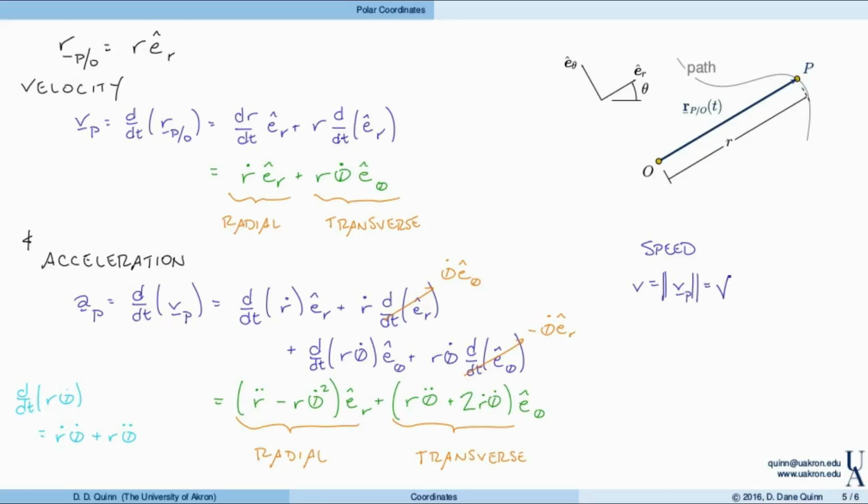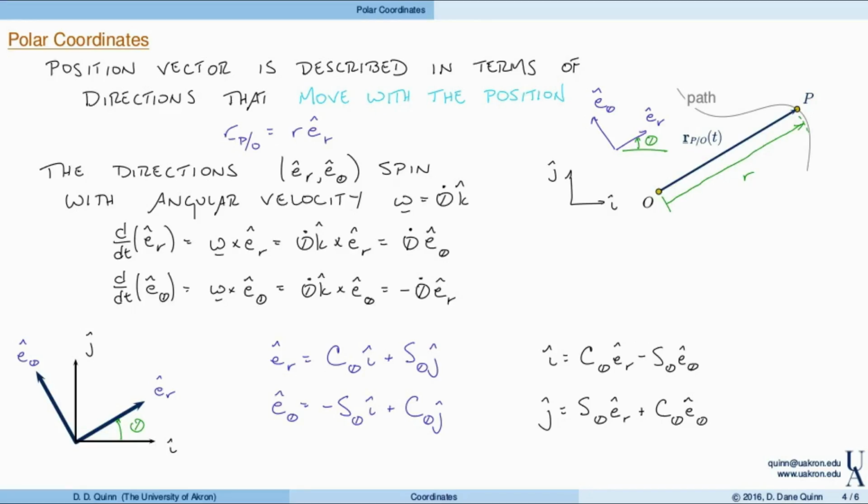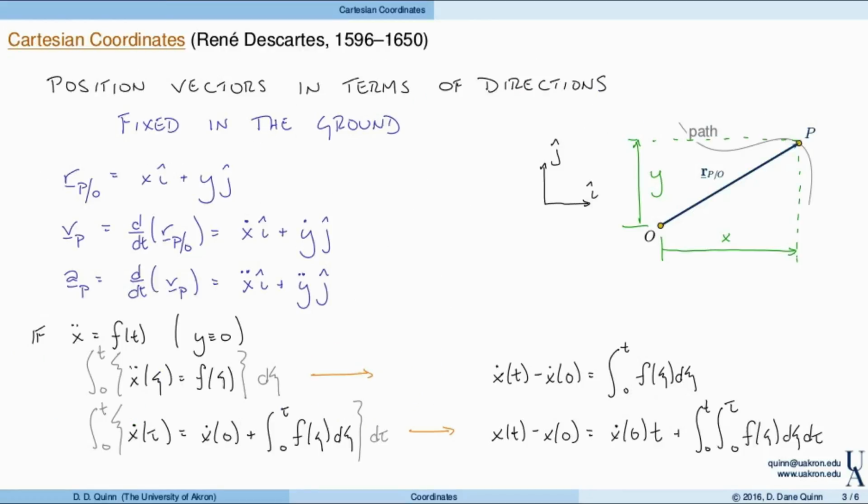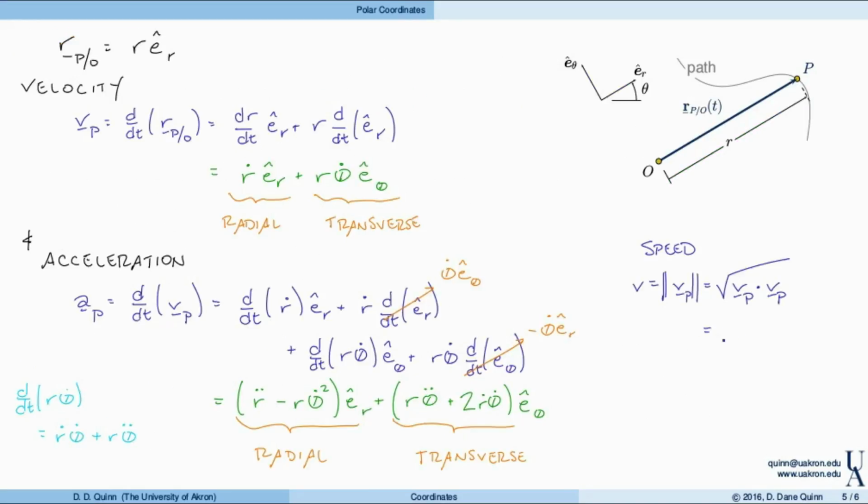So one simple way of representing that is to take the velocity and dot it with itself, and then take the square root. Because when I dot a vector with itself, I end up with the magnitude squared. In terms of Cartesian coordinates, let's go back and look at that. Velocity was x dot in the i direction plus y dot in the j direction. So the speed becomes the square root of x dot squared plus y dot squared.